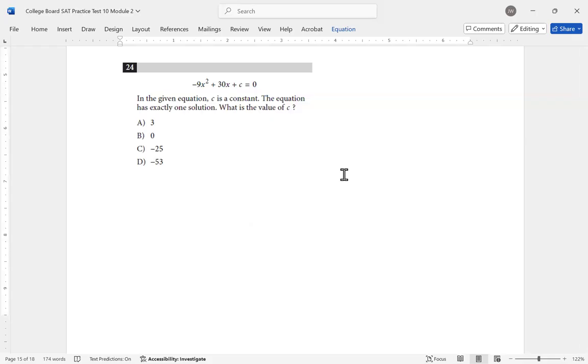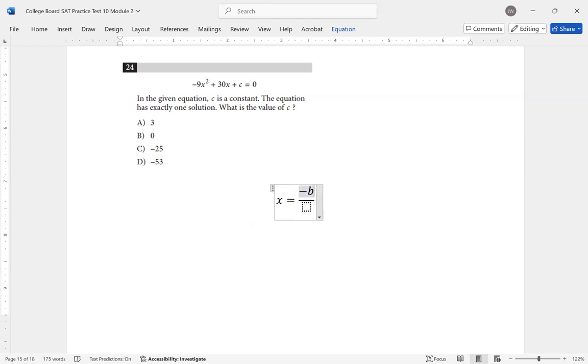Question 24. In the given equation, C is a constant. The equation has exactly one solution. What is the value of C? So if this equation has exactly one solution, well, we can solve this in a couple of different ways. One of the ways I like to solve this is to say that since we have one solution, let's think of what the general solutions are.